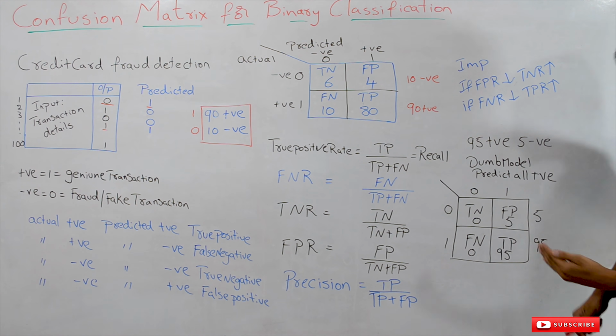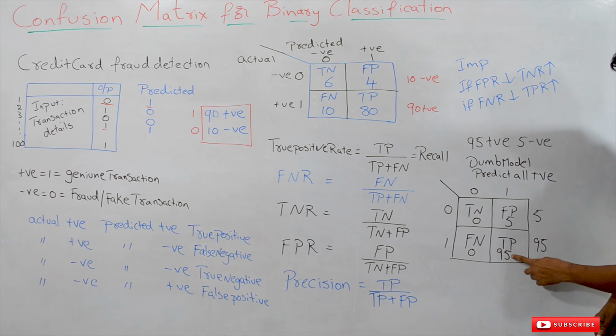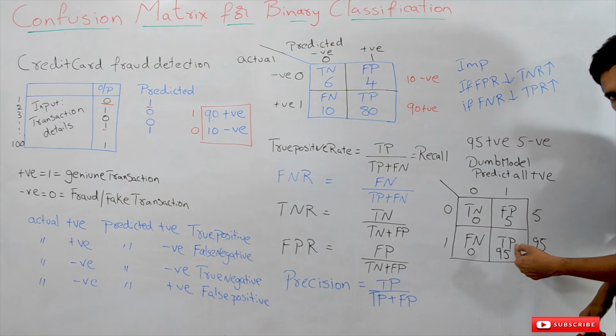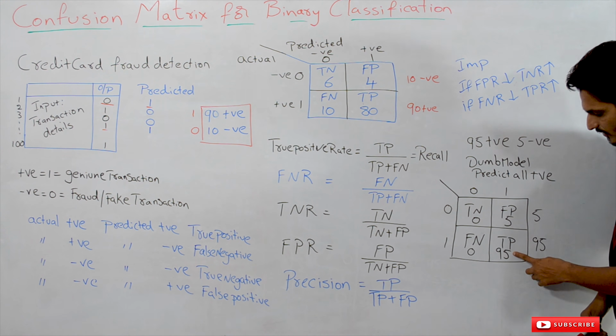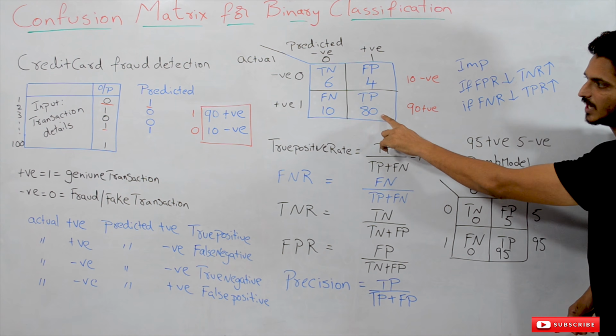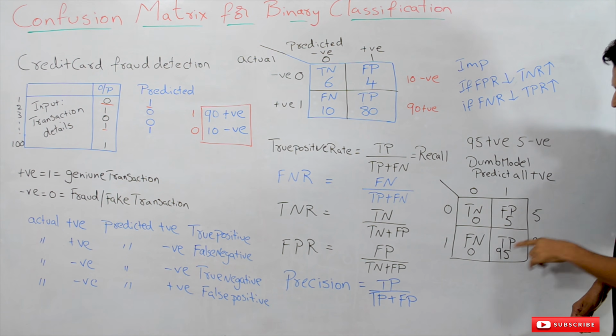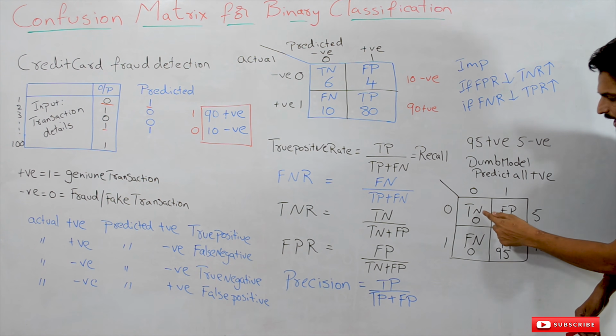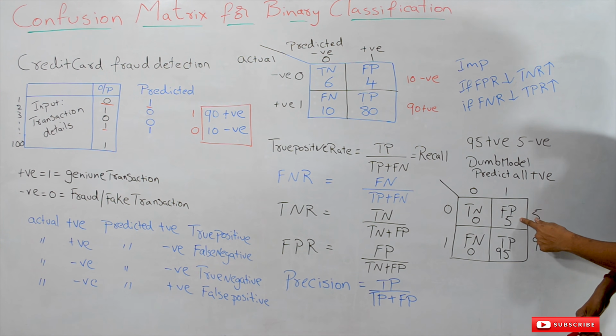Our model always predicts positive, and we have 95 actual positive points. Our model also predicts all of them as positive, so 95 are true positive. That's why we don't have false negatives. See, that's what we discussed here: if this is high, this is less. Our model always predicts positive, so we don't have negative predictions. That's why this is 0, and false positive is 5.